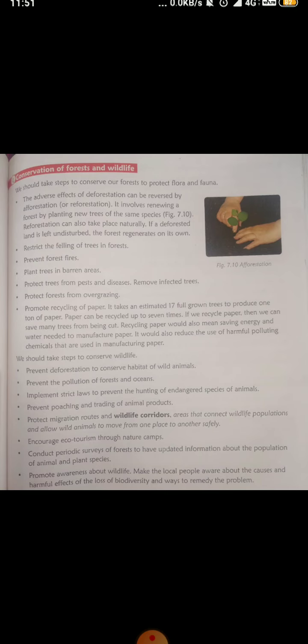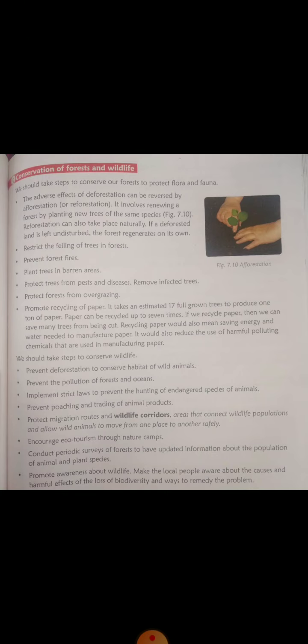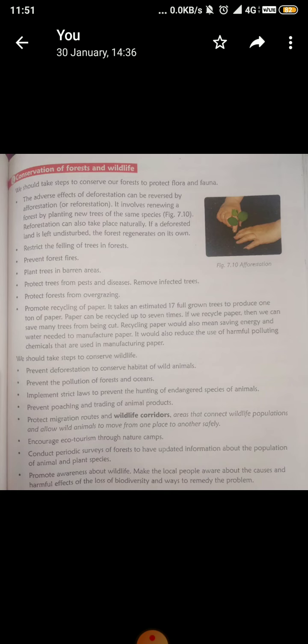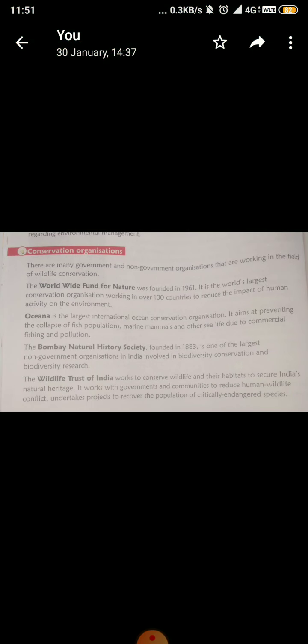Next is conduct periodic surveys of forests to have updated information about the population of animals and plant species. As we have discussed in the Red Data Book, we are keeping one record, one register, where we are keeping all the records of which animals are endangered and about the extinct species also, and promote awareness about wildlife.